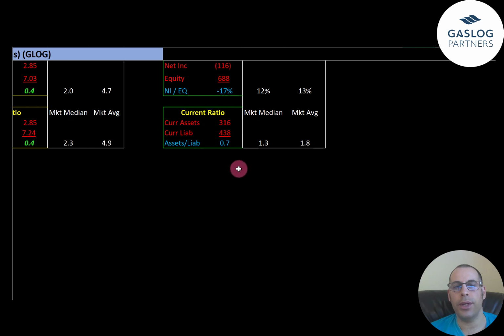A weak current ratio, the median is 1.3, the average is 1.8. Current ratio is current assets over current liabilities. I like to see between 1.2 and 2. They're at 0.7, so they cannot cover the current liabilities. Current assets are assets that can be liquidated into cash within 12 months. Examples are cash, accounts receivables, and inventory. Current liabilities are debts and payables that are due within 12 months. Examples are accounts payable and current debt.